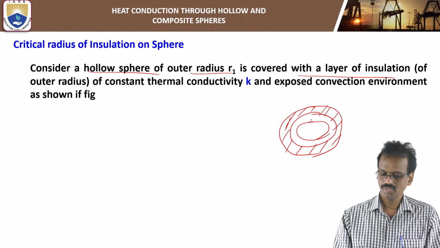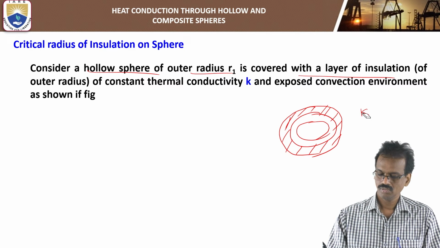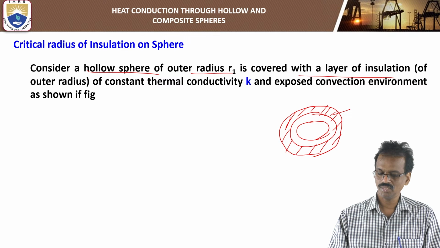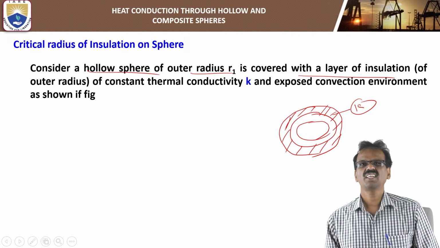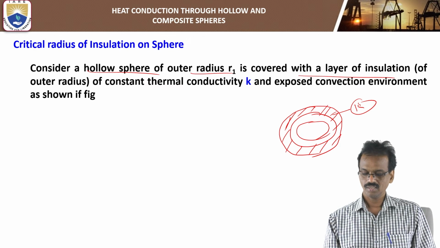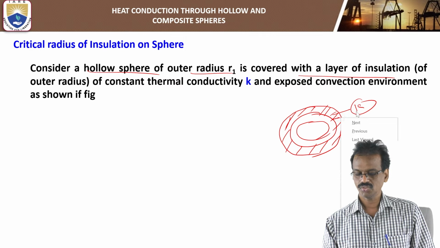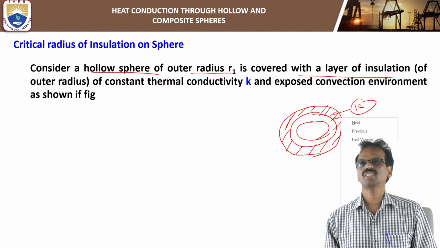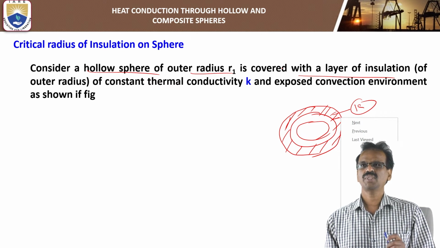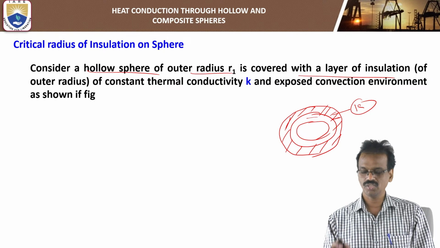Thermal conductivity of the solid is K. Here we are taking the thermal conductivity of the insulating material, because we have to find the critical radius of insulation. Heat transfer takes place from the hollow sphere to the insulation. In the insulation, heat transfer takes place by the conduction process. Next, from the outer insulation material to the atmospheric air, that is the convection mode. There is no need to consider the solid sphere; consider the insulating material.